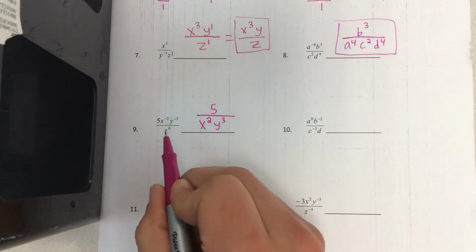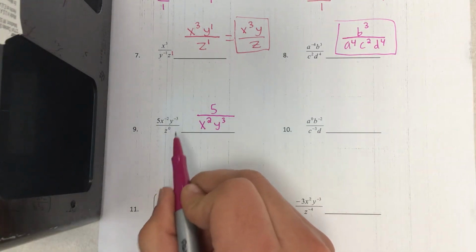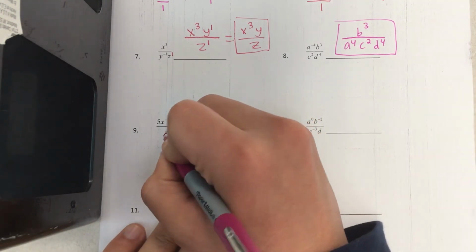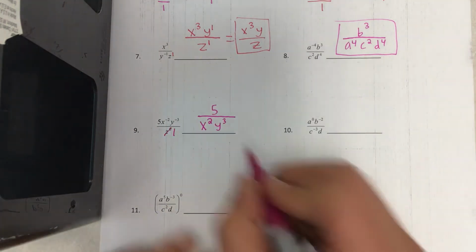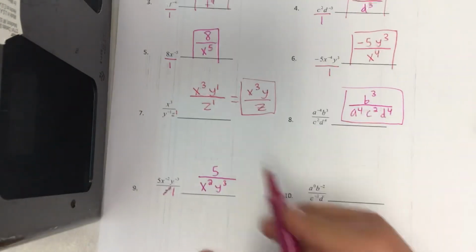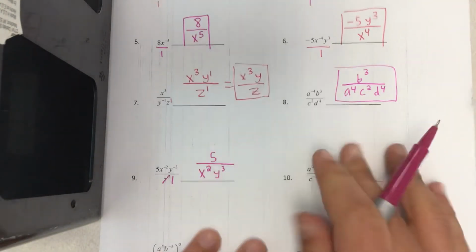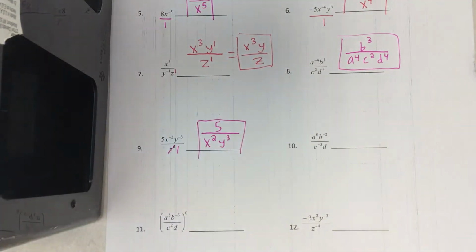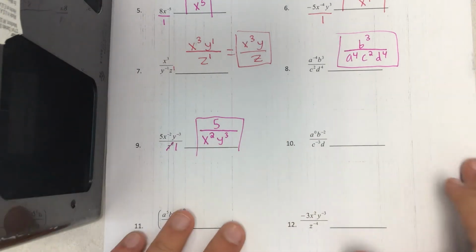And z to the 0, right? Remember the rule. Anything to the 0 power is actually 1, okay? And we don't have to write a 1, right? We know that. It's just like these examples up here, right? We didn't write that 1. So my final answer, 5 over x squared y to the third, okay? The only thing that moved was the negative exponents.